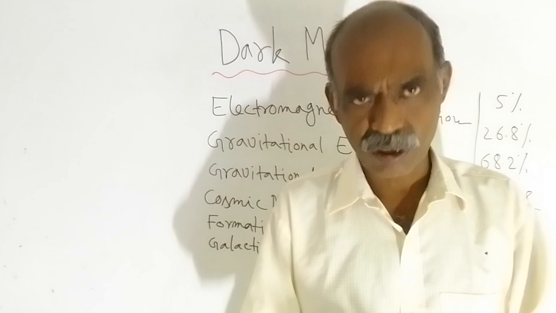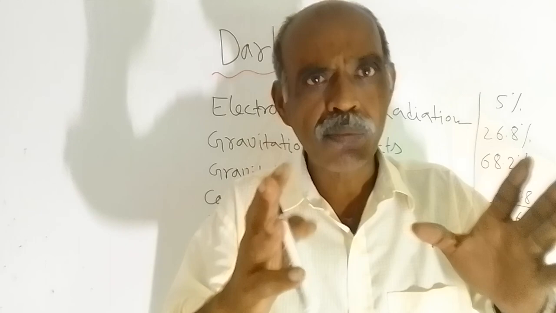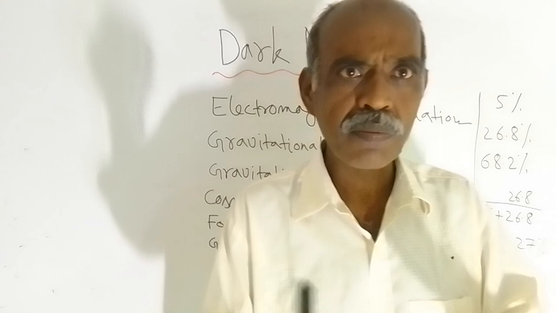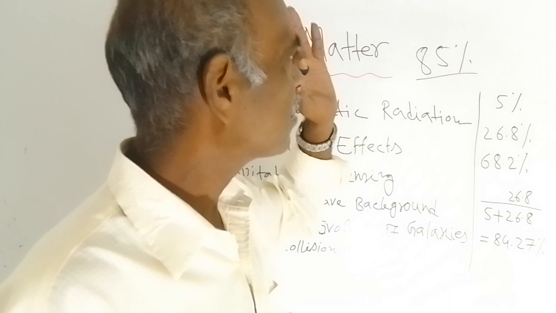And estimation means calculation. How much dark matter is there in the universe? Calculations say that almost 85% of the total matter of the universe is dark matter. Means normal matter, means visible matter, is only 15%. So 85% of the total matter of the universe is dark matter. One more term is there, that is called dark energy. Okay.